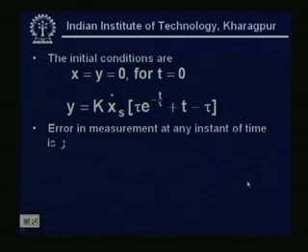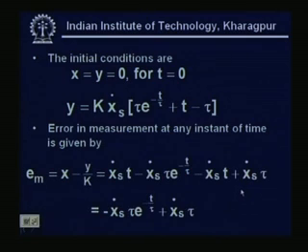Now, error in the measurement at any instant of time will be given by e_m equal to x minus y by k, which is x_s dot into t minus x_s dot tau e to the power minus t by tau minus x_s dot into t plus x_s dot into tau, equal to minus x_s dot tau e to the power minus t by tau plus x_s dot into tau, right.